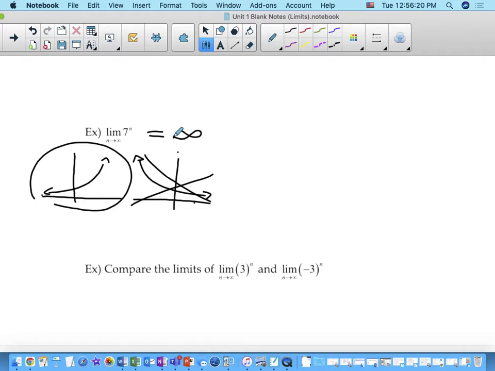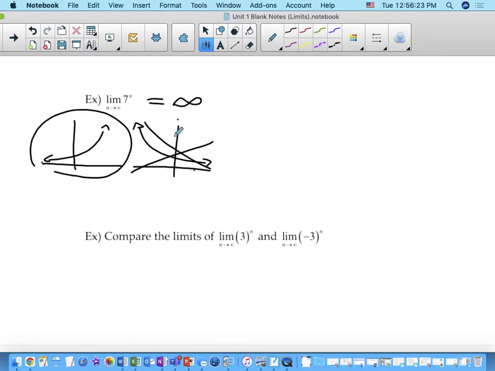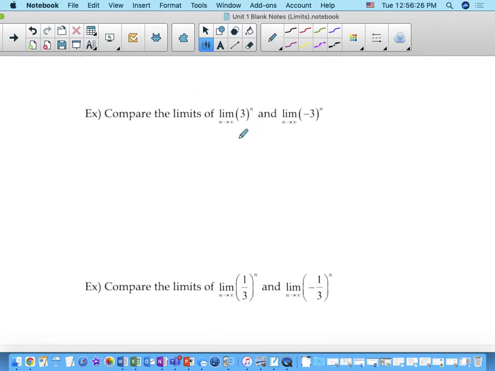Now let's take a look at this. Let's compare these limits: the limit as n approaches infinity of 3 to the n, and the limit as n approaches infinity of -3 to the n. To do that, let's just write out a few terms. These are infinite sequences, but let's just write out a few terms. Tn equals 3 to the n, and here Tn equals -3 to the n.